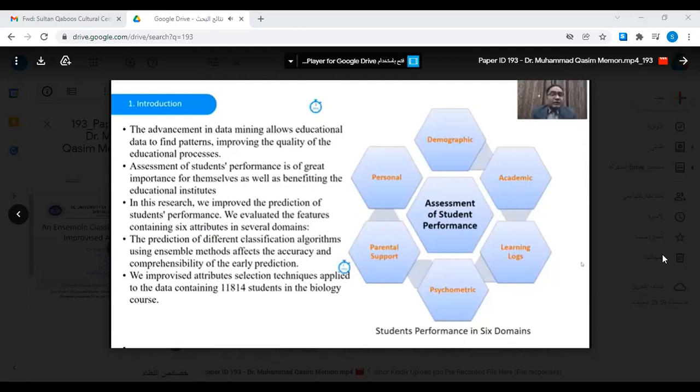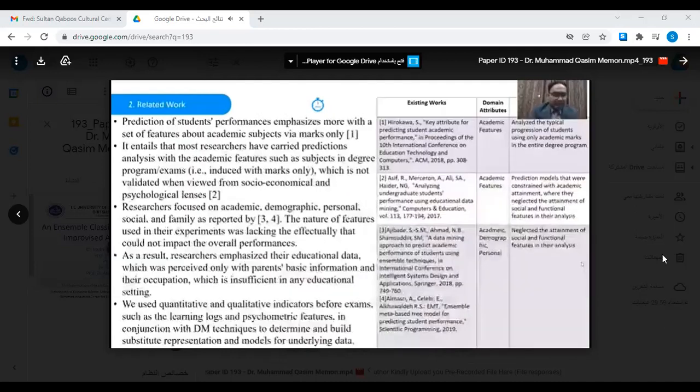So the prediction of different classification approaches based upon these 6 categories of attributes gives us the accuracy that affects the accuracy and comprehensibility of the early prediction.